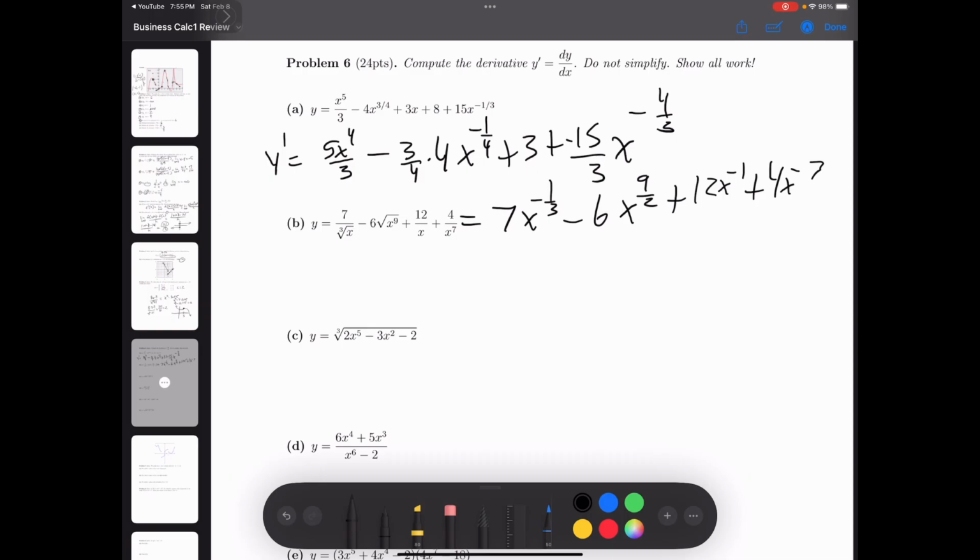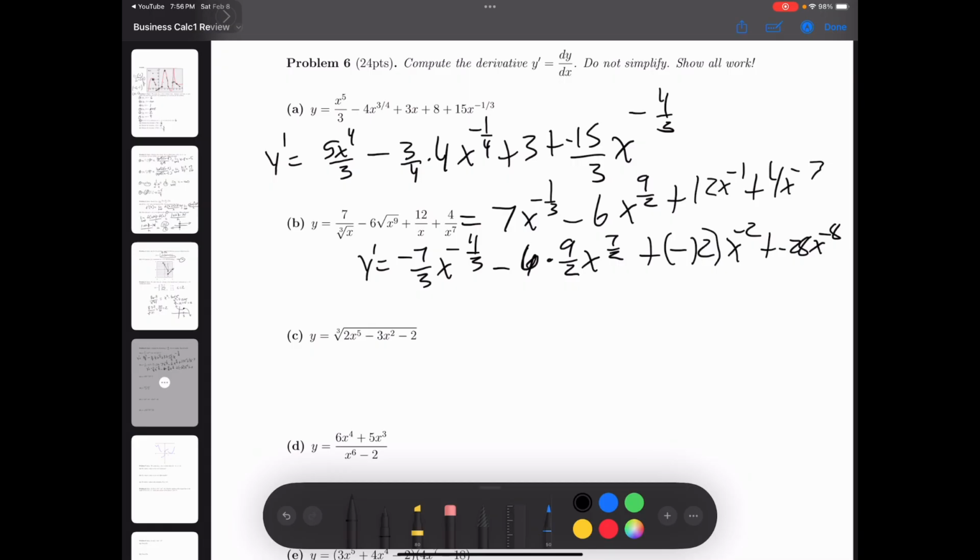But in this case, I can now take the derivative and get y prime is equal to negative 7 over 3 x to the negative 4 thirds minus 6 times 9 halves x to the, if I subtract 1, 1 is 2 halves, and so 9 minus 2 is 7 halves, plus negative 12 x to the negative 2 plus negative 4 times 7 is 28 x to the negative 8. And that's what we get. We don't have to simplify, so we'll continue.